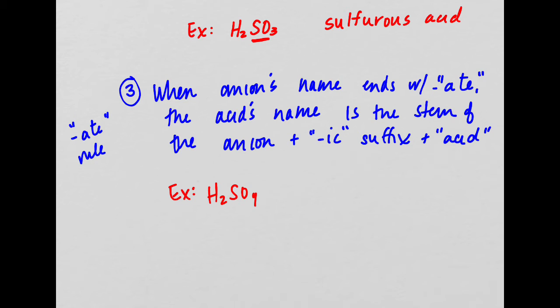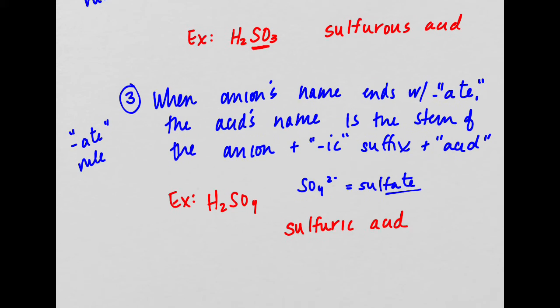An example of this would be, like I just showed you, H2SO4. We've got to look at our anion first. SO4 2 minus is our anion. This is sulfate. So we have an ATE ending. In order to name this acid, we're going to use the stem of the anion and the ic ending instead of that ate ending. So we're going to do sulfuric acid, because we have to add acid at the end.